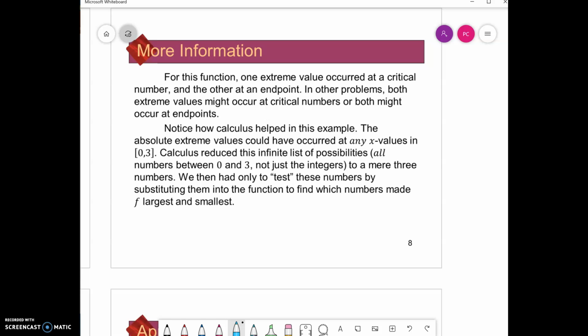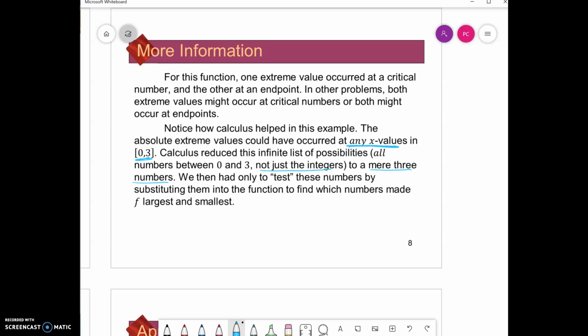All right, but notice how calculus helped in this example. The absolute extreme values could have occurred at any x values, think about that, any x values from 0 to 3. That's an infinite list of possibilities. All the numbers between 0 and 3, not just the integers. Calculus reduced that list to a mere 3 numbers. Okay, so then we only had to test those numbers by substituting them into the function to find which numbers made f the largest and the smallest. So calculus is really helpful here.